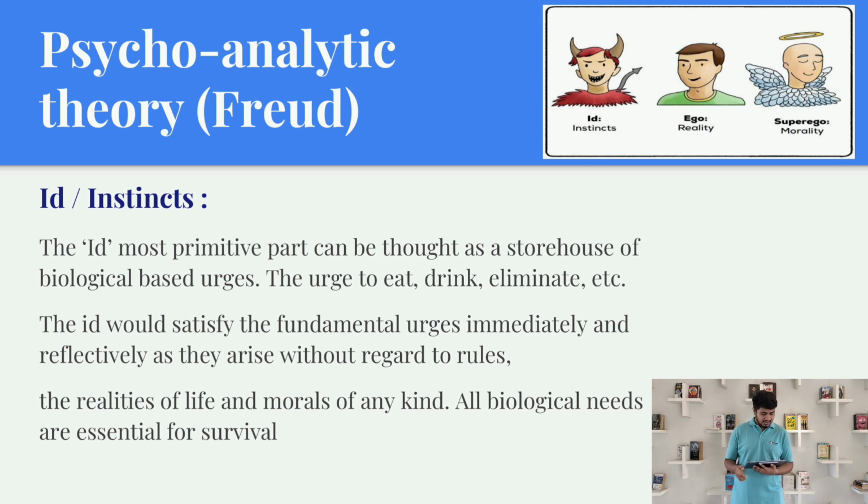In that, the ID or the instincts is the most primitive part, which can be thought of as a storehouse of biologically based urges: the urge to eat, drink, eliminate, etc. The ID would satisfy the fundamental urges immediately and reflexively as they arise, without regard to rules. So there would be no limitation to it. Without regard to the realities of life and morals of any kind, all biological needs are essential for survival. So basically, it's the instinct of an individual.